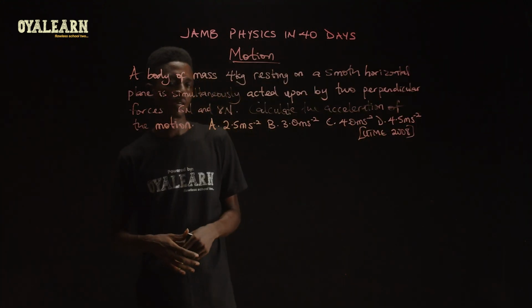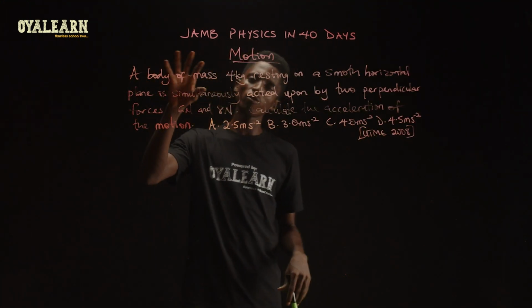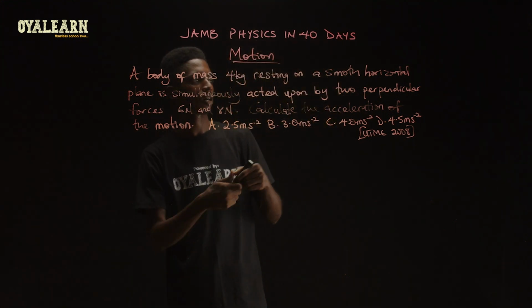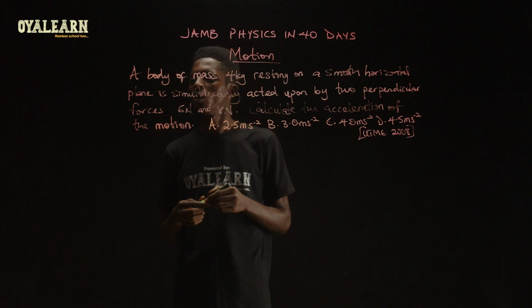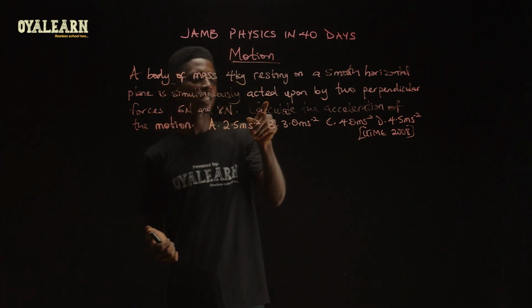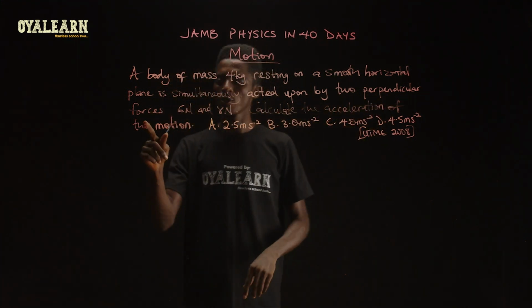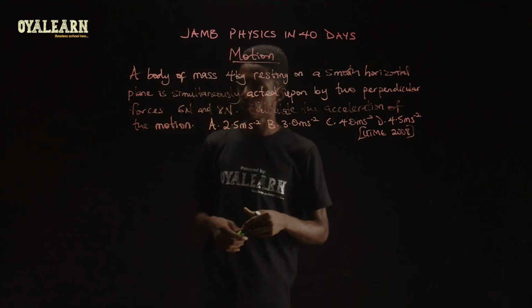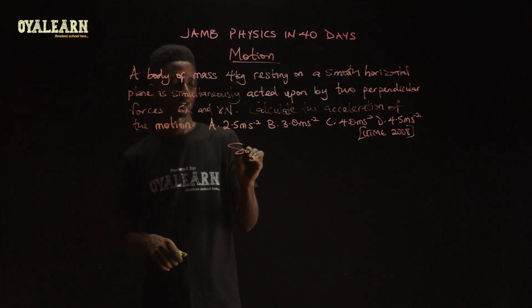This question from 2008 says, a body of mass 4 kg resting on a smooth horizontal surface is simultaneously acted upon by two perpendicular forces, 6 newtons and 8 newtons. Calculate the acceleration of the motion.